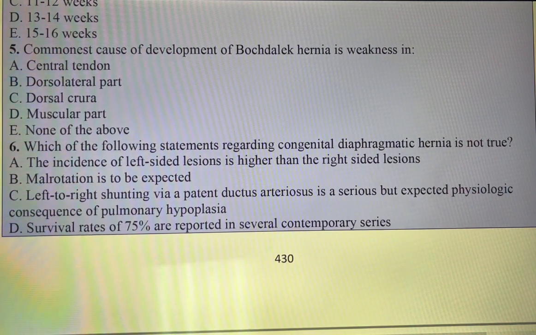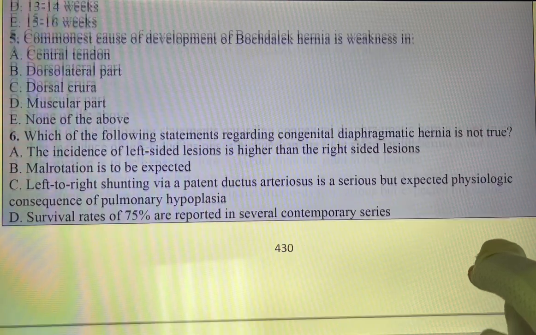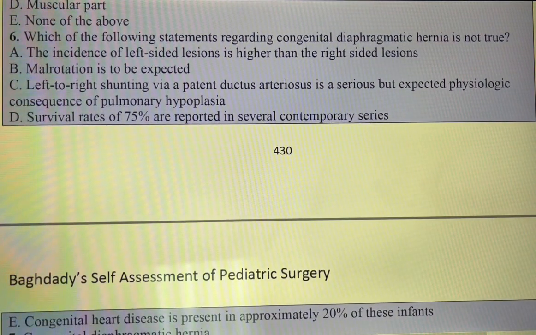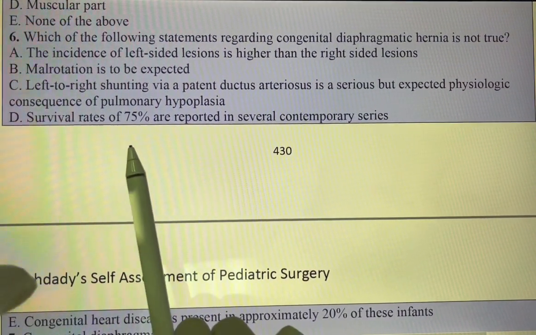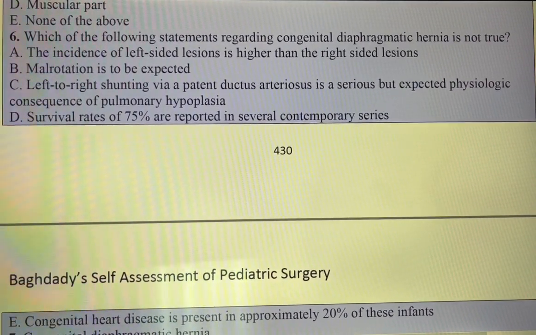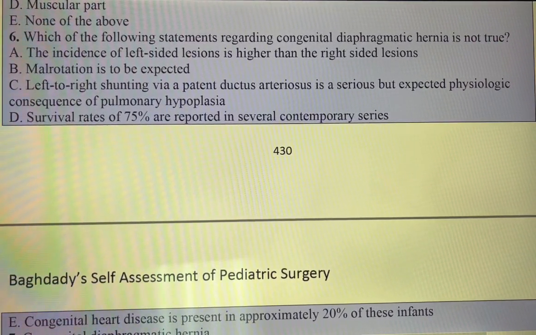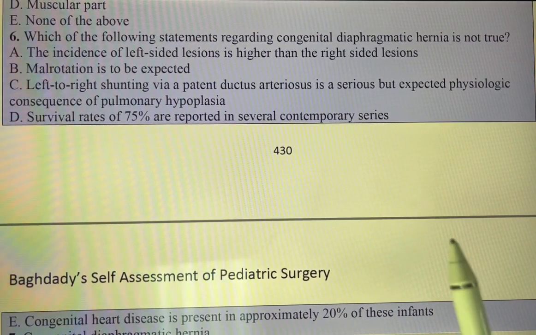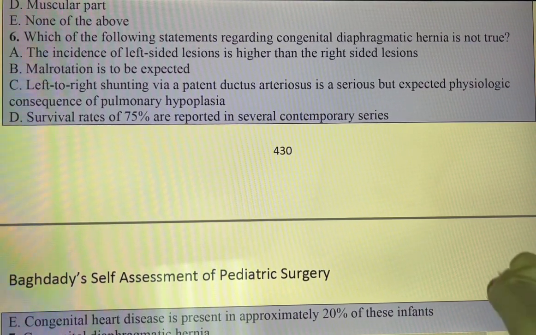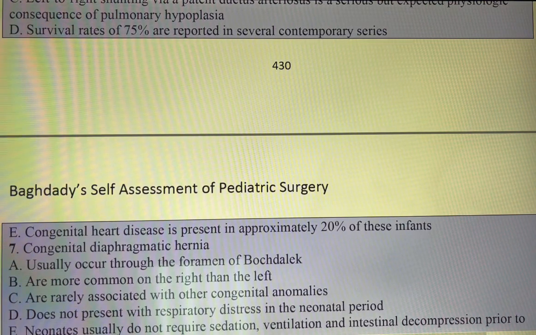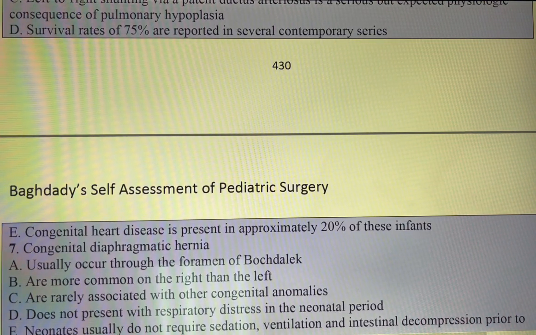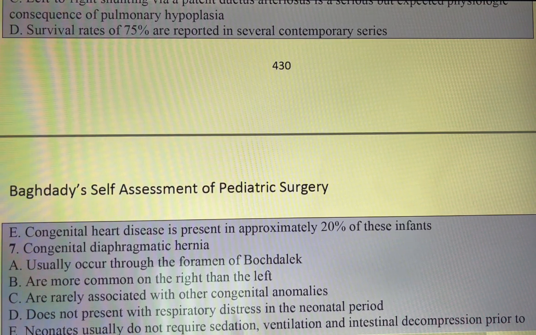To go again for the last two sentences, survival rate of 75%, this is right, and it was historically 50%. It's now, in highly dangerous diaphragmatic hernia with high risk, 75 to 80%. And congenital heart disease is present in 20% of the infants. This is also right, about 15 to 25% associated cardiac anomalies. Thank you.